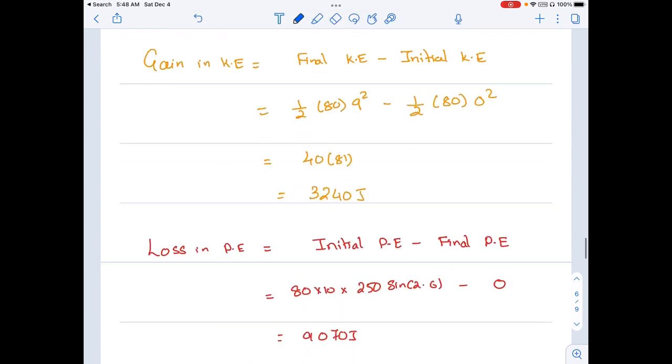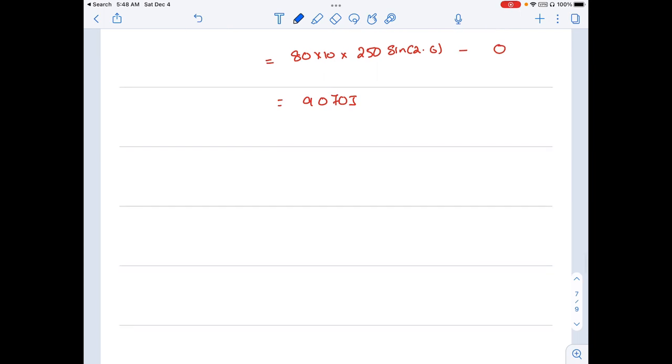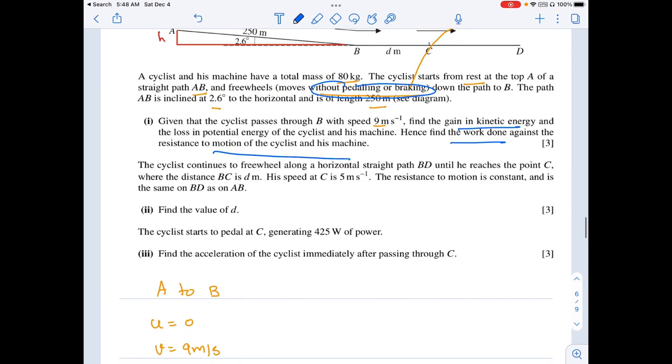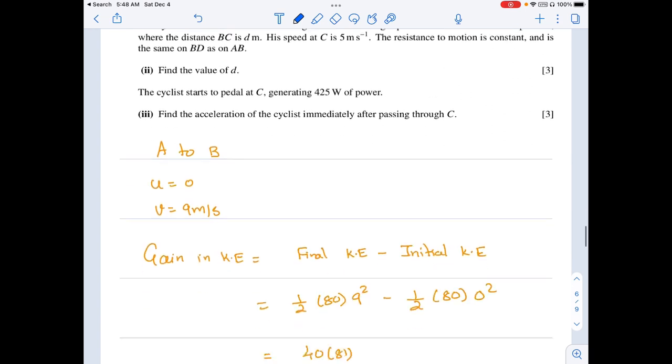So what am I going to do? I use total work done. TWD, total work done, is equal to delta KE, change in kinetic energy, plus change in potential energy, plus work done against friction, WDF. What do you mean by WDF? Work done against friction. And what is being asked in the question? Find the work done against the resistance to the motion of the cycle.